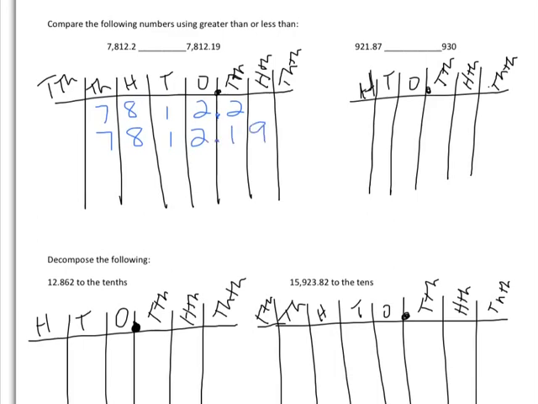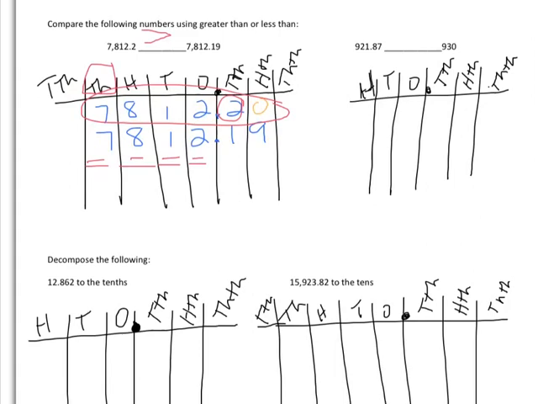Now we can put our 0 in there, and we can start at the highest place value, which will be our thousandths place. 7 and 7 are equal. 8 and 8 equal. 1 and 1 equal. 2 and 2 equal. 2 and 1. Okay, we found our greater number. 7,812 and 2 tenths is greater than 7,812 and 19 tenths.